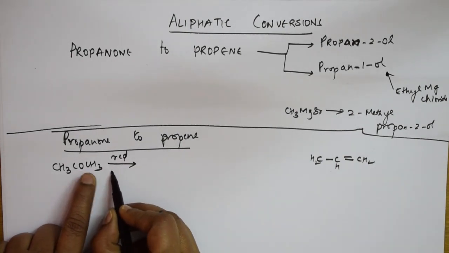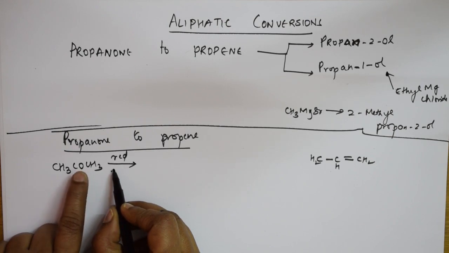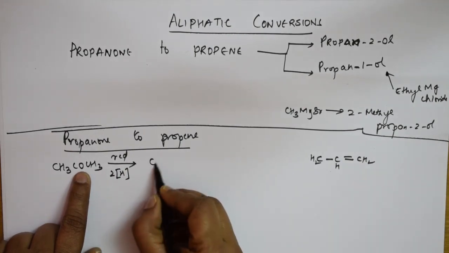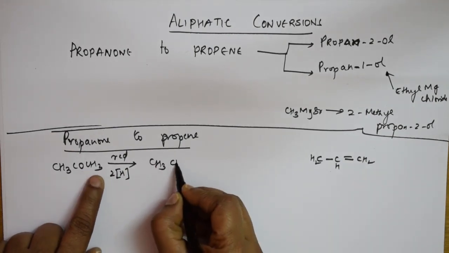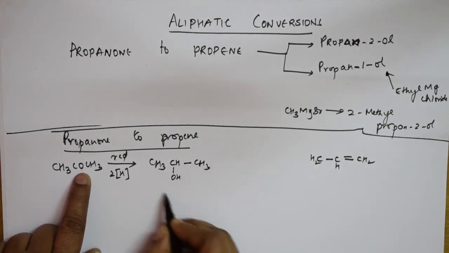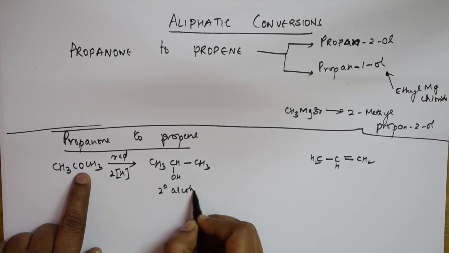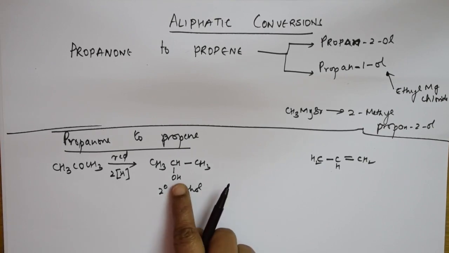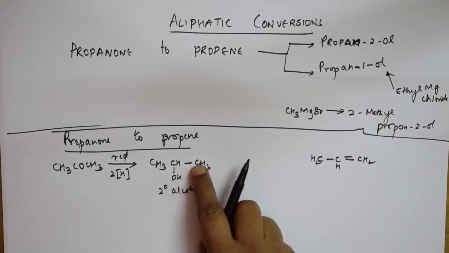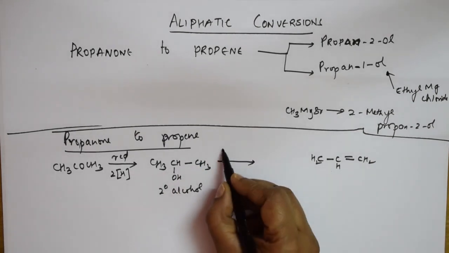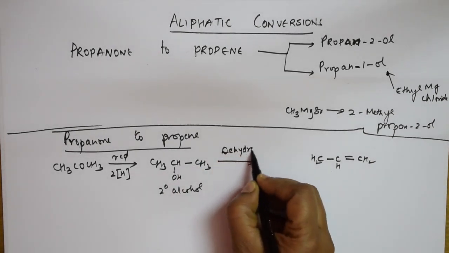How many hydrogens should I add? I'll be adding 2 hydrogens in this reduction, 1 hydrogen to the carbon and 1 hydrogen to the oxygen. What do I get? CH3, CHOH, CH3, that is a secondary alcohol. So this will become a secondary alcohol. Still I am not done. To this secondary alcohol, I need to dehydrate. When I dehydrate and remove a water molecule, there is a shift of double bond here. So now I am going to perform a dehydration reaction.